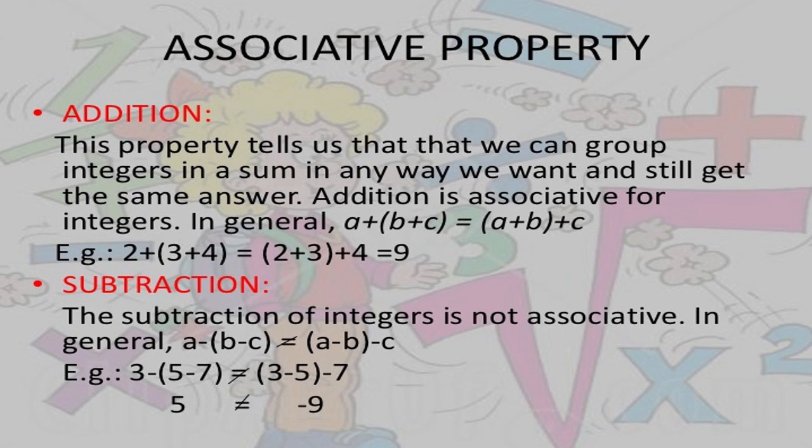This property tells us that we can group integers in a sum in any way we want and still get the same answer. Addition is associative for integers. In general, how can we write it? How can we group it? a plus (b plus c) is equal to (a plus b) plus c. Now, what does it mean?